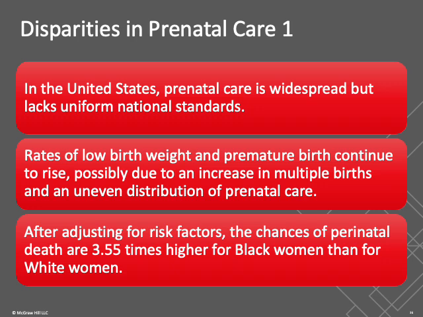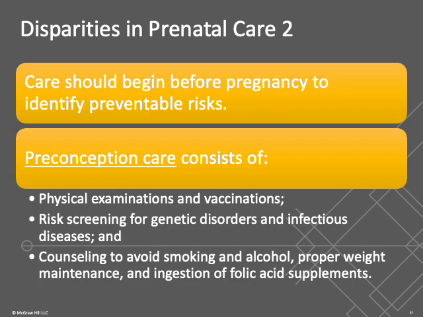After adjusting for risk factors, the chances of perinatal deaths are 3.55 times higher for Black women than for white women. Care should be given before pregnancy to identify preventable risks. Preconception care consists of physical examinations and vaccinations, risk screening for genetic disorders and infectious diseases, and counseling to avoid smoking and alcohol use, proper weight management, and ingestion of folic acid supplements.